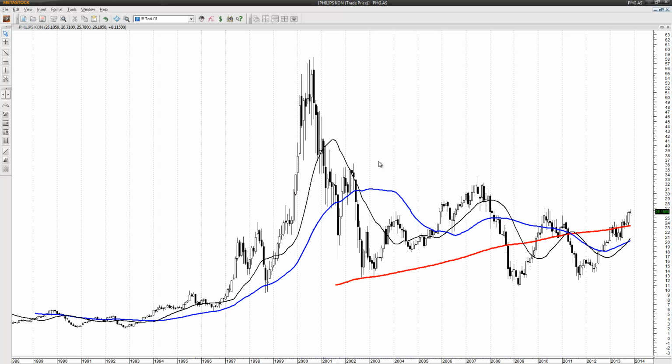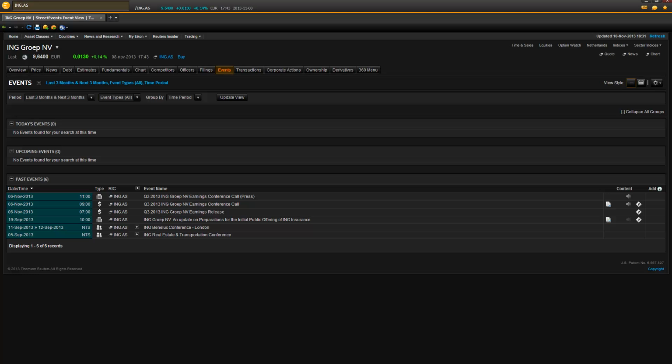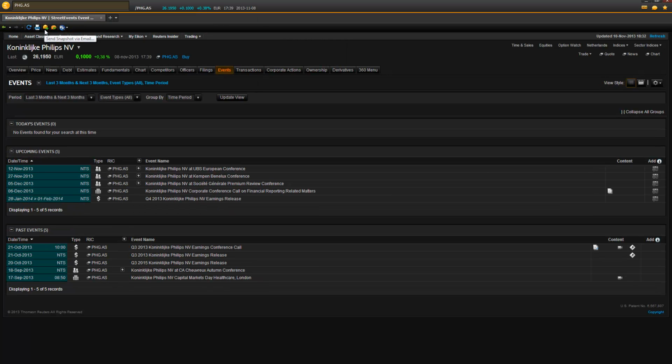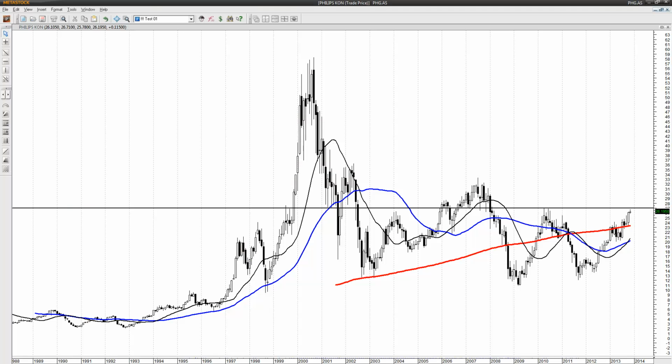Okay, the last one is Philips, also on the Amsterdam Stock Exchange, and I'm looking at this peak from 2010, high 27.0050. I make it 27 even. That's my level for Philips for a short sale. PHG, check for any earnings. No, not any earnings for PHG in the near future.